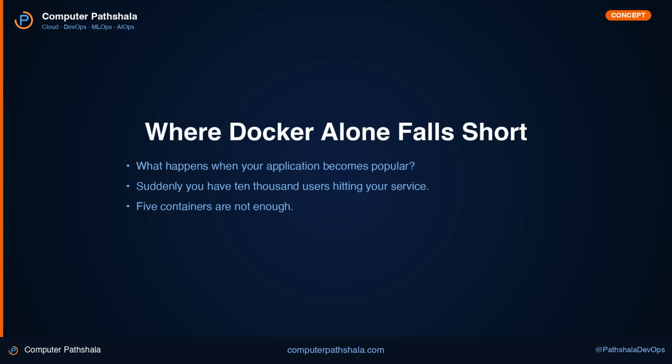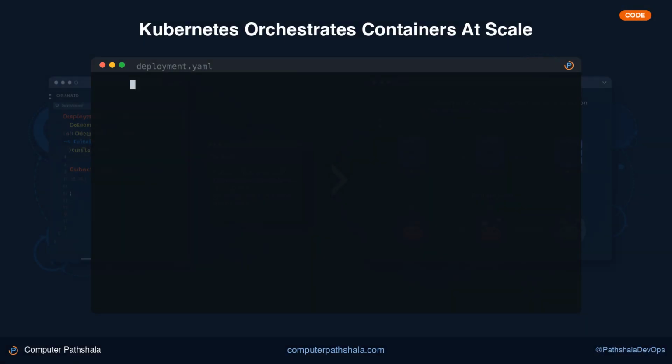Point number 2, what Kubernetes actually does. Kubernetes is a container orchestration system. The word orchestration is key. Think of an orchestra. You have 50 musicians playing different instruments, and the conductor makes sure everyone plays at the right time, at the right volume, in perfect coordination. Kubernetes is that conductor for your containers. Let me give you a concrete example.